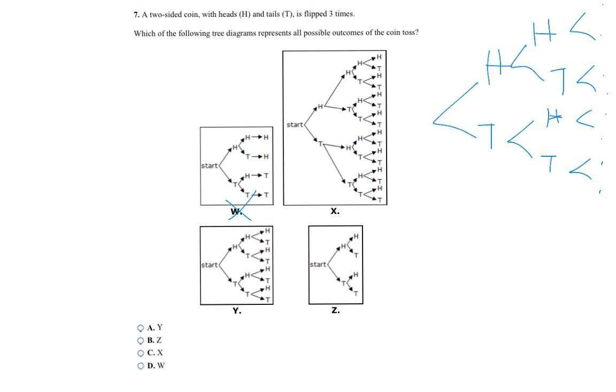Okay, for X here, if I go down a branch, I have 1, 2, 3, 4. So here they did 4. They flipped the coin 4 times, so it can't be X.